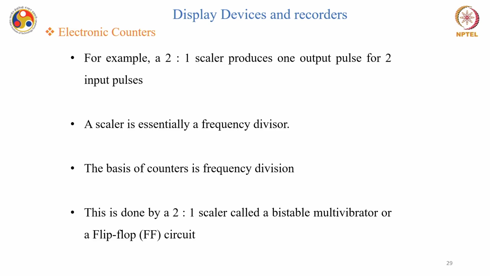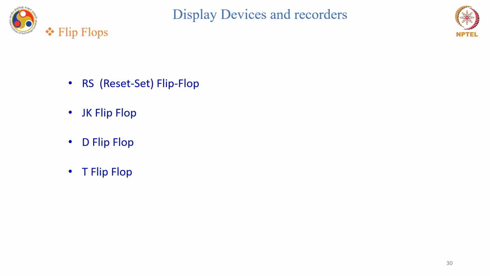This is done, for example, by using a 2:1 scaler. We call it a bistable multivibrator or the flip-flop circuit. So you can say that electronic counters are made up using flip-flop circuits. So flip-flop is essential for any counters, and we have to understand them in a little brief.